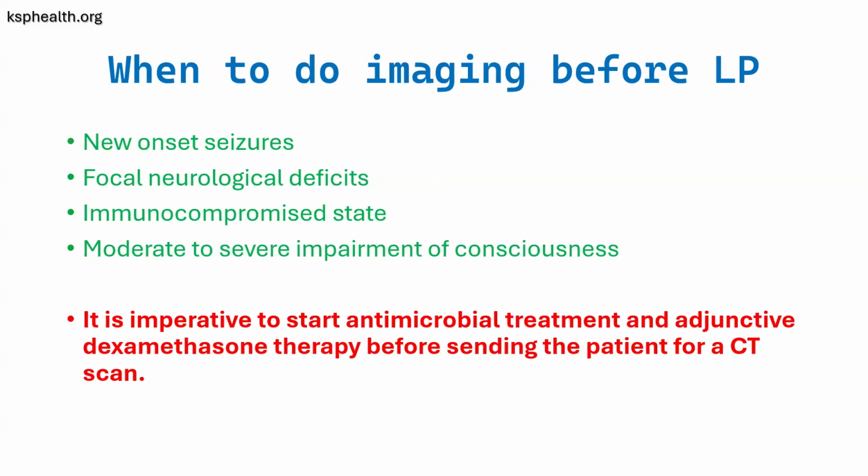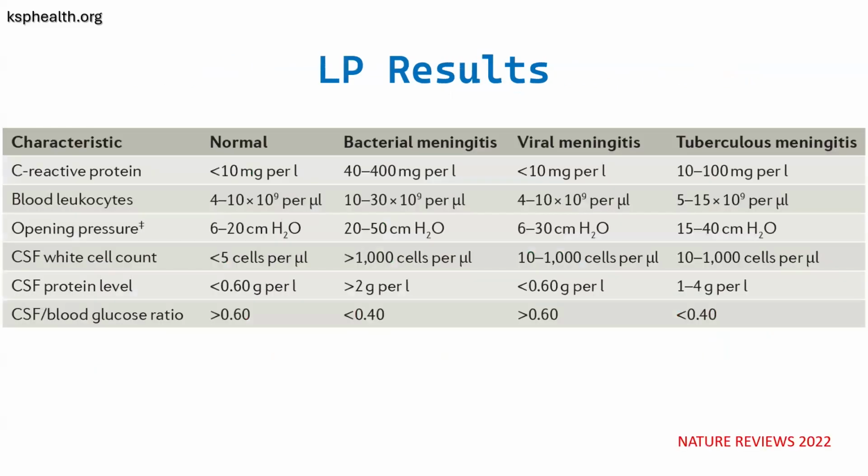When to do imaging, meaning CT head, before spinal tap: when there is a new onset of seizures, focal neurologic deficit, immunocompromised state, or moderate to severe impairment of consciousness. In those conditions, you have to do a CT scan before spinal tap. But one important point to remember: start antimicrobial treatment, and adjunctive dexamethasone needs to be given before getting the CT scan. So antibiotic and dexamethasone in high income countries are mandatory even before doing spinal tap or CT scan when there is a contraindication to do so.